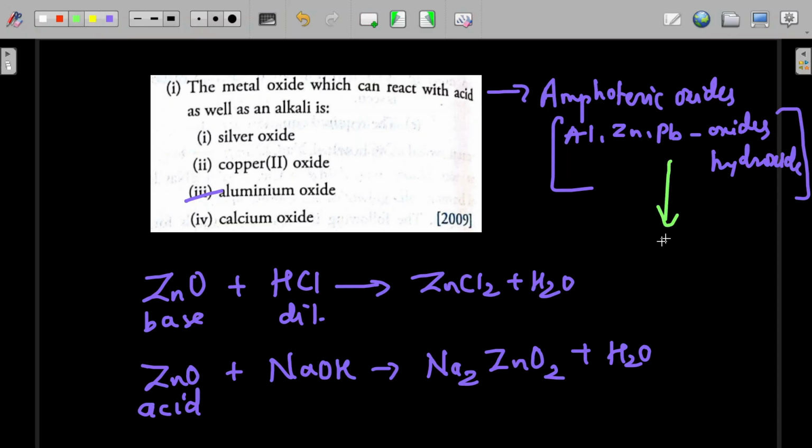And one more thing about them is no change in color of indicator. They do not change the color of indicators. Neutral oxides like CO, NO, H2O, or amphoteric oxides, these two will not change the color of the indicators.